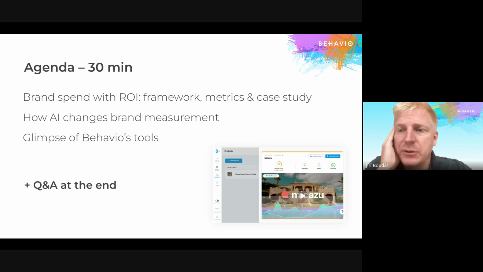Then I'll talk for a while about the recent changes that AI is making in brand measurement, mostly making it really fast and much more affordable. We're also implementing a lot of it into our tools, and I'll finish with a glimpse of our tools for measuring and proving that brand marketing really works.